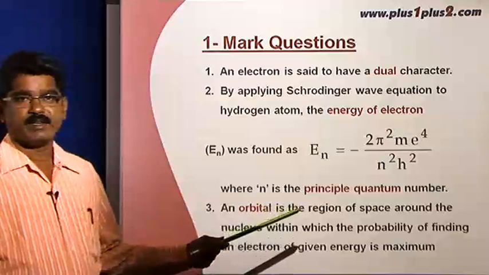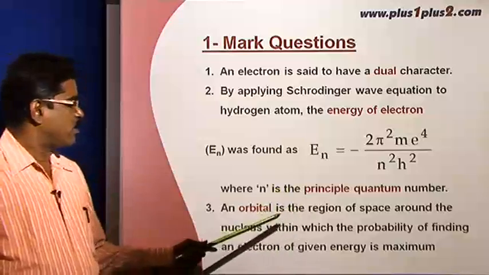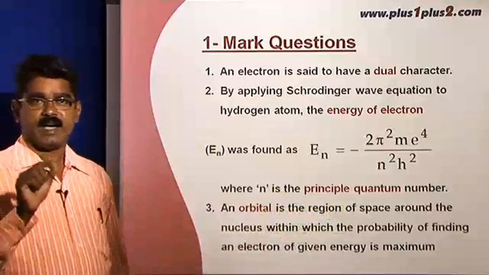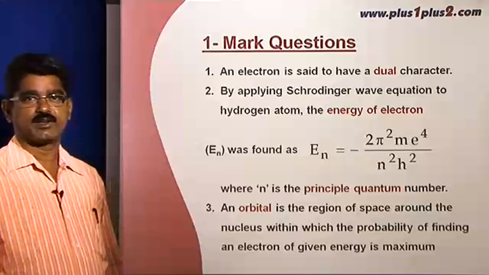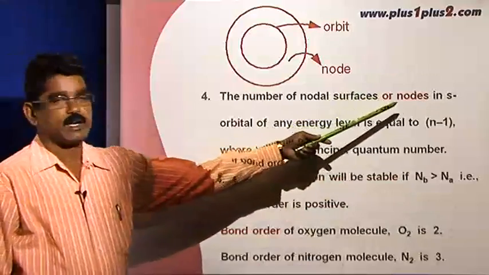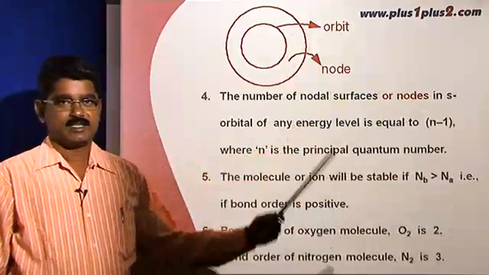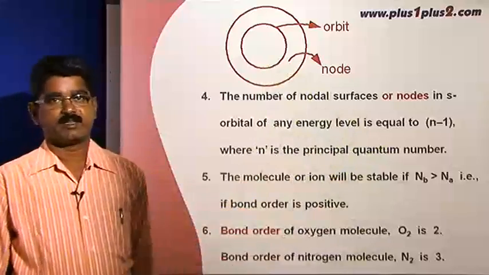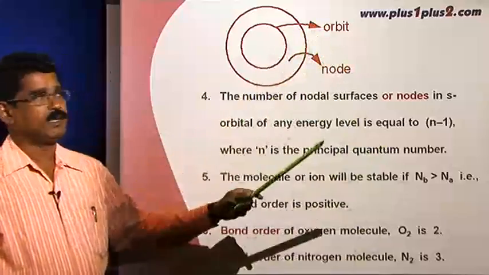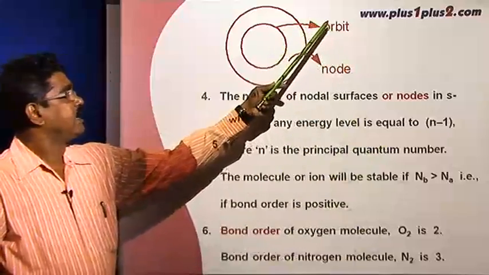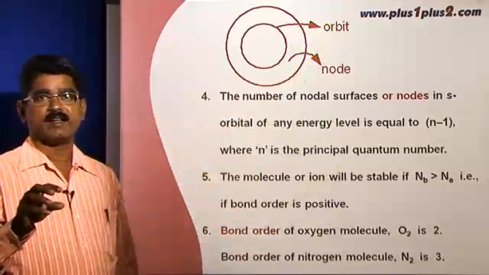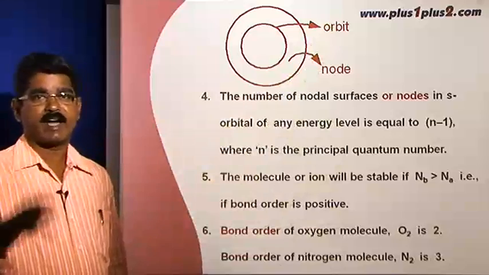Next, let us define what is an orbital. An orbital is the region of space around the nucleus where the probability of finding the electrons is maximum. Next, now we are going to see what is a node. Just now we learnt what is an orbit. So, the difference between an orbit and a node would be, as I defined earlier, an orbit is nothing but an area around the nucleus where the probability of finding the electrons is maximum.